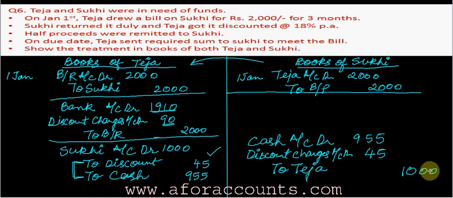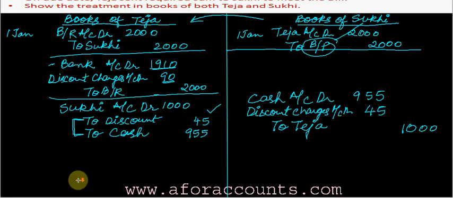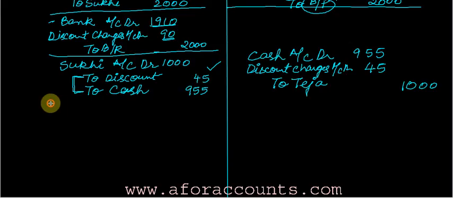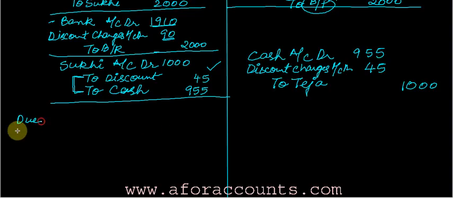Okay. Now the next thing, on due date, Teja sent required sum to Sukhi to meet the bill. The amount has been taken by Teja through bank. So on due date, Sukhi has to pay now. It is bill payable for Sukhi. Sukhi has to pay now. So Teja has to send the amount. So the entry will be, half amount has already been sent, 1000, half needs to be sent more. On due date, this entry is passed. You are sending it the remaining half to Sukhi.